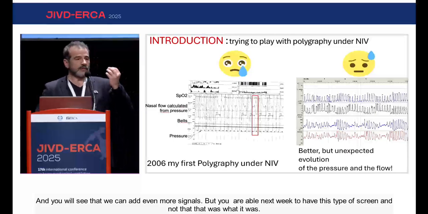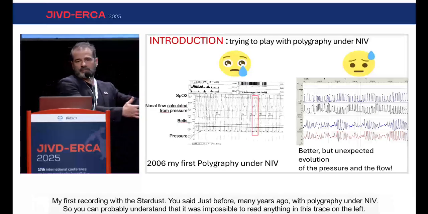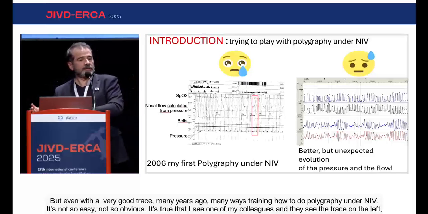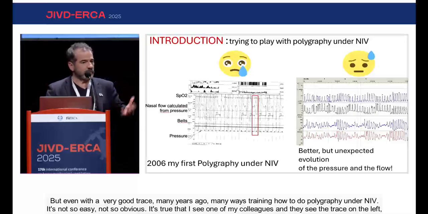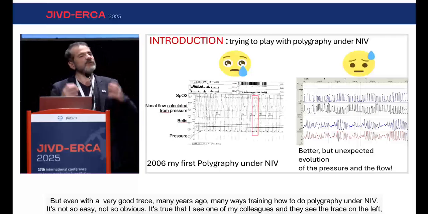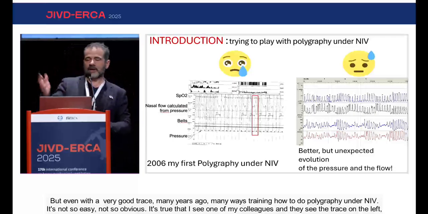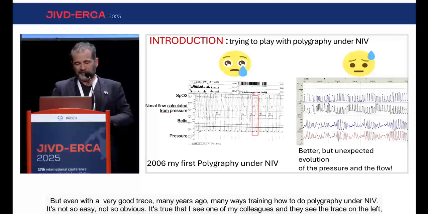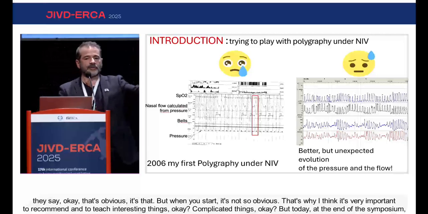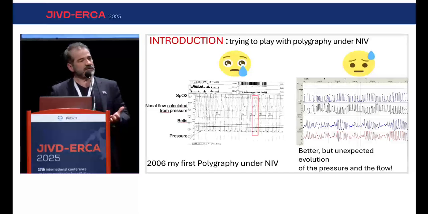That was my first recording with the Stardust, as you said just before, many years ago, with polygraphy under NIV. So you can probably understand that it was impossible to read anything in this trace on the left. But even with a very good trace, many years ago, training how to do polygraphy under NIV, it's not so easy, not so obvious. It's true that I see my colleagues, and they see the trace on the left, they say, okay, that's obvious, it's that. But when you start, it's not so obvious.